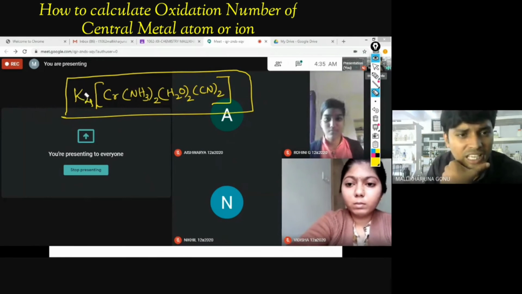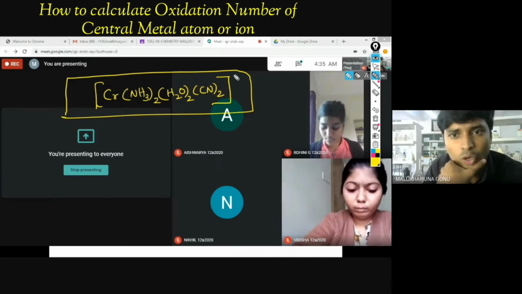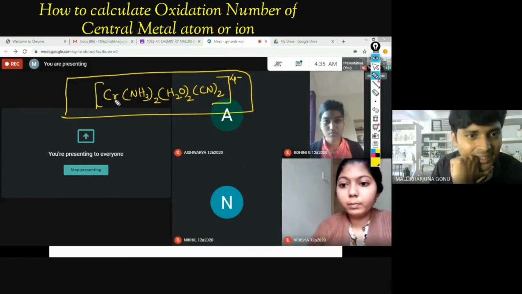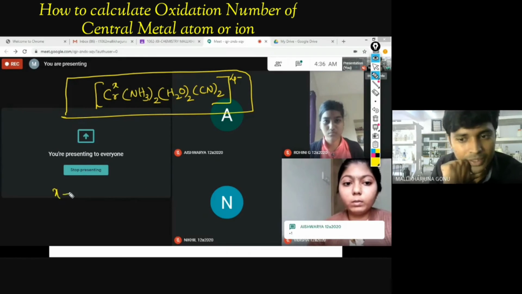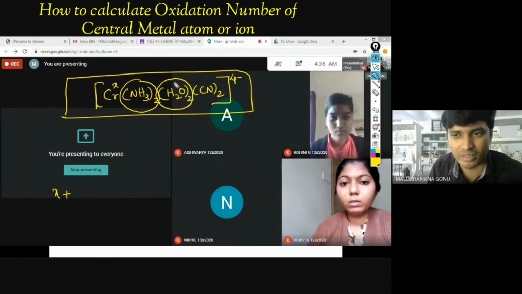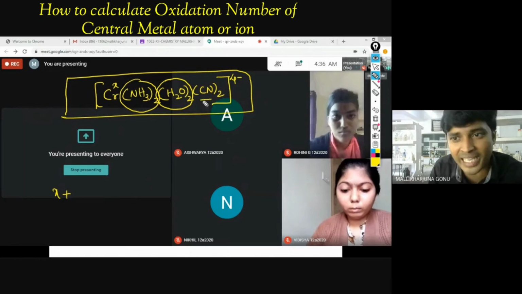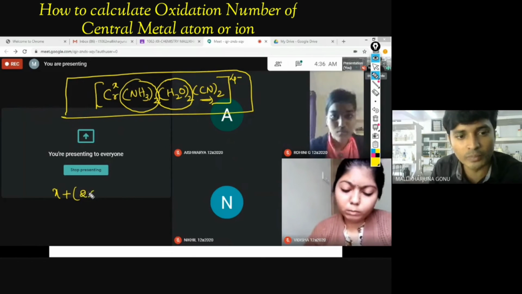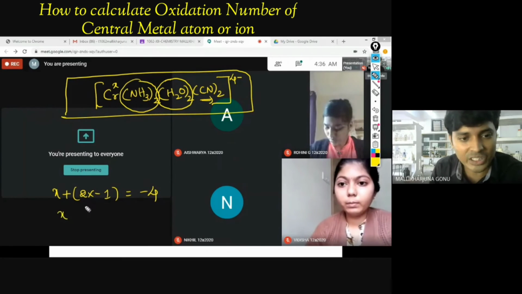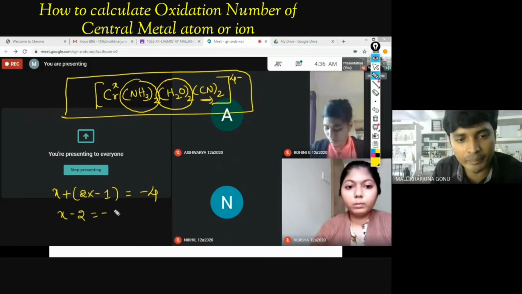Okay, so I will remove this K4 and I will write here 4 minus. Now you have to calculate. Cr means x, right? So x plus 2 into 0. ये 0 है पूरा. न्यूट्रल मीन्स 0. ये कंसीडर करने का जरूरत ही नहीं है तुम्हें. Whether you take it into the formula or not, that doesn't matter. Now plus 2 into -1. Cyanide we know is -1. But how many ligands are there? 2 ligands. So 2 into -1 is equal to -2. x minus 2 is equal to -4.